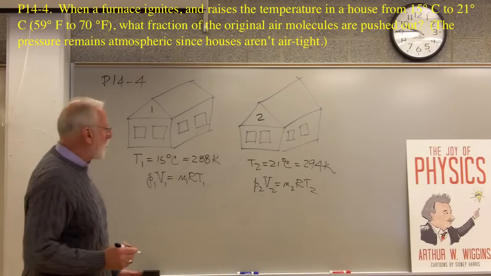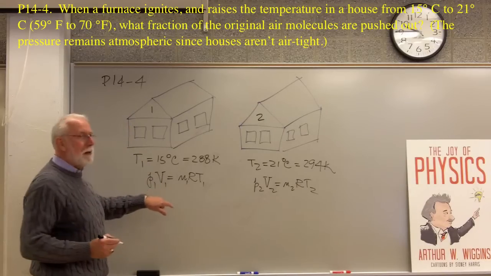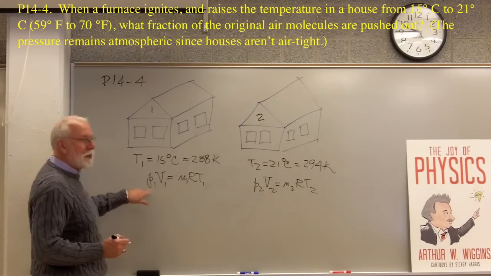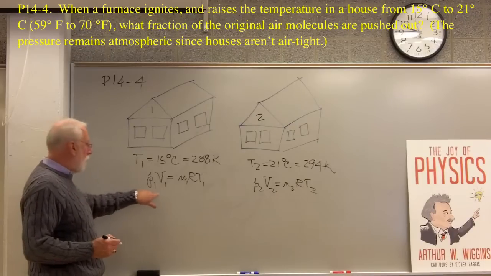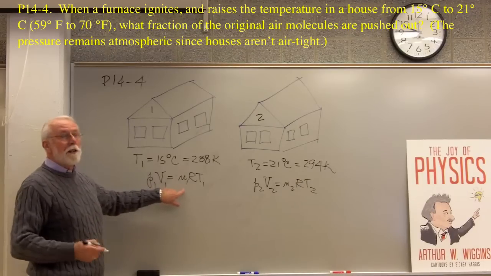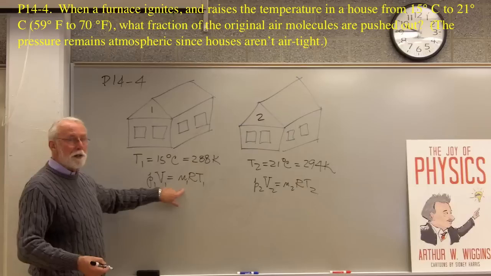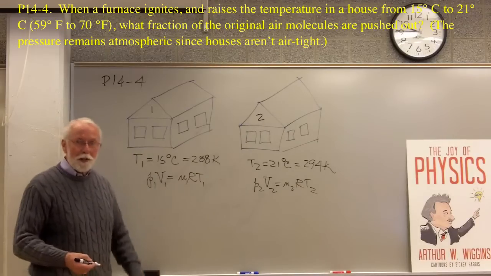Fraction of air pushed out. So some gets pushed out. How do we get the amount pushed out? Well, what do these things mean? P1, P is the pressure, V is the volume, N is the number of moles. That's related to the amount, isn't it? Moles. Where does that come from?